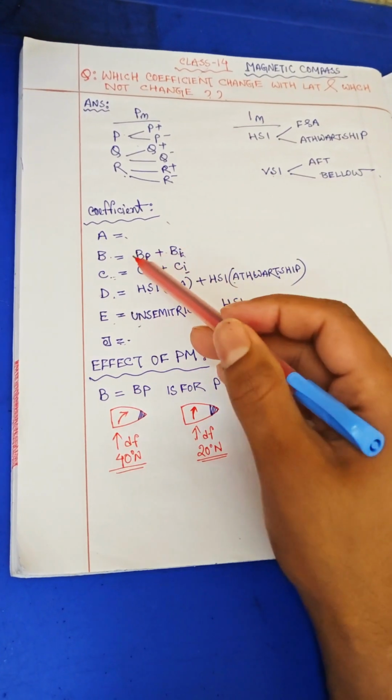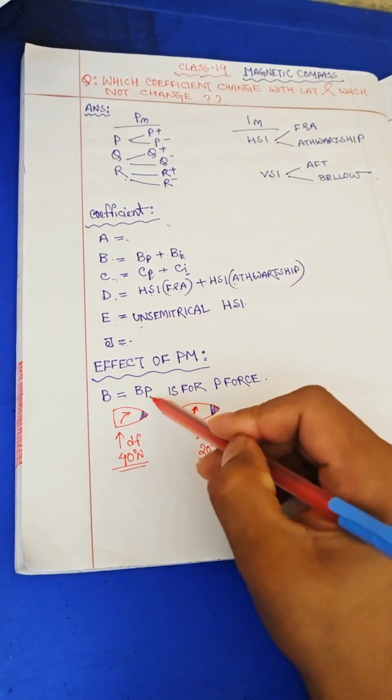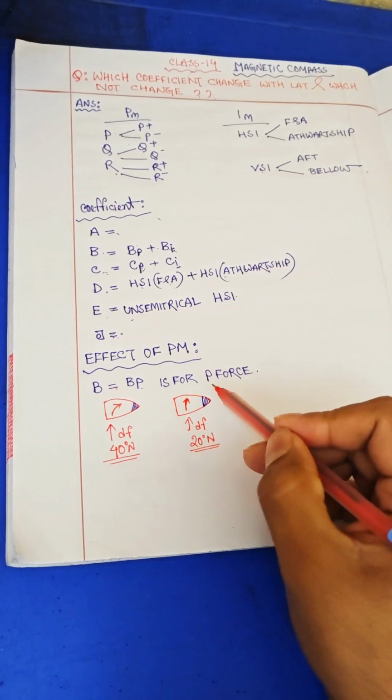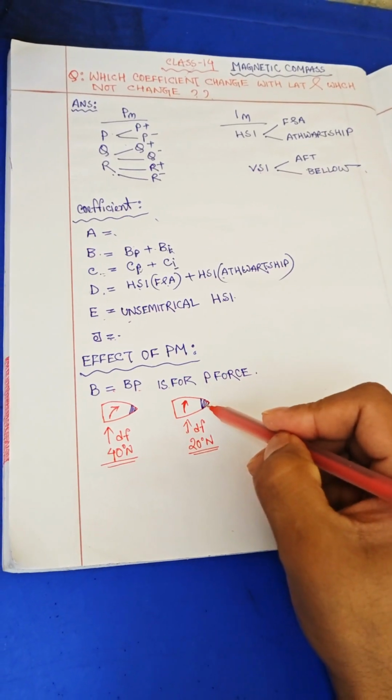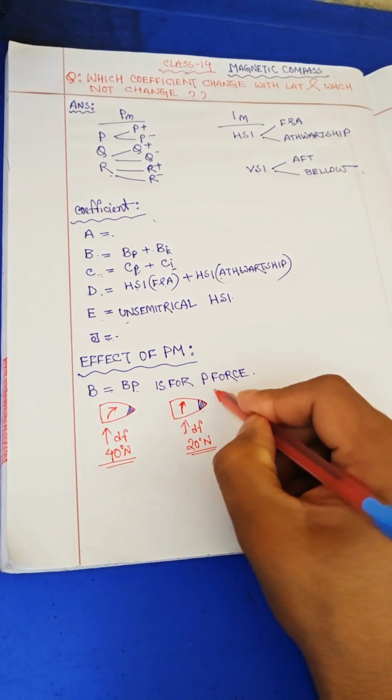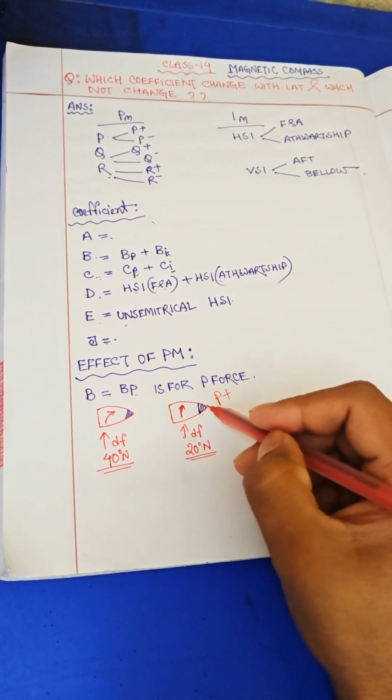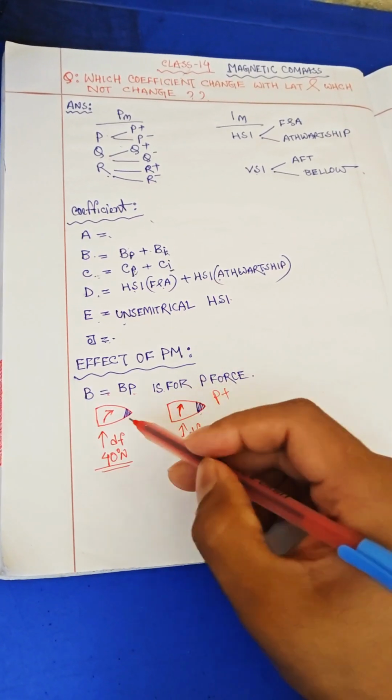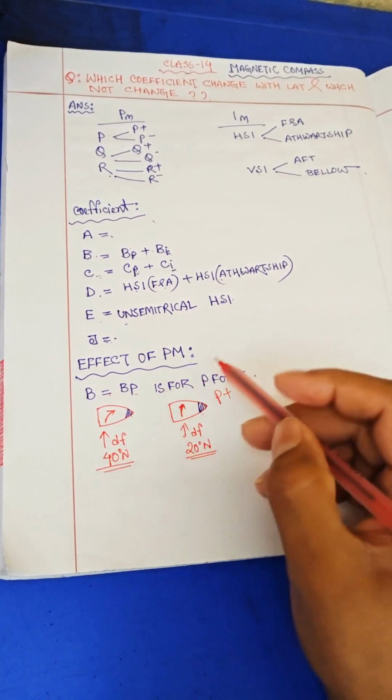Viewers, first of all I start from the BP. BP is for the P force. You know that for the P force, this is for P plus, that is permanent blue polarity at the forward, permanent blue polarity at the forward.